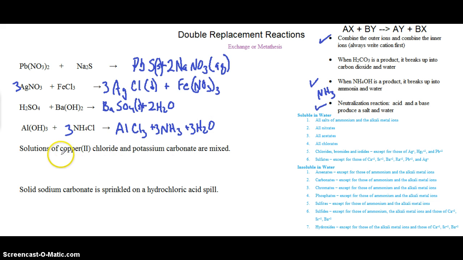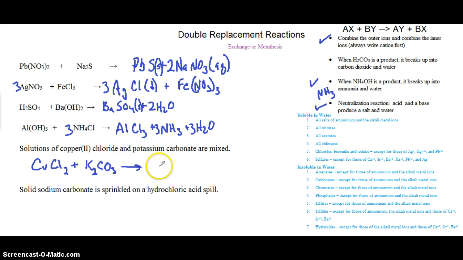The next one is copper 2 chloride and potassium carbonate, and again, this is just a slight variation on what I've been doing here. Notice I'm not giving you the formulas, so you need to go back and be able to write the formulas that we've learned before. Copper chloride is simply Cu with a +2 charge. Chlorides, as we've said several times, are -1, so that's going to be CuCl2. Potassium carbonate, potassium is K, it has a +1 charge. Carbonates are -2, so I'm going to need 2 potassiums, so it's going to be K2CO3.